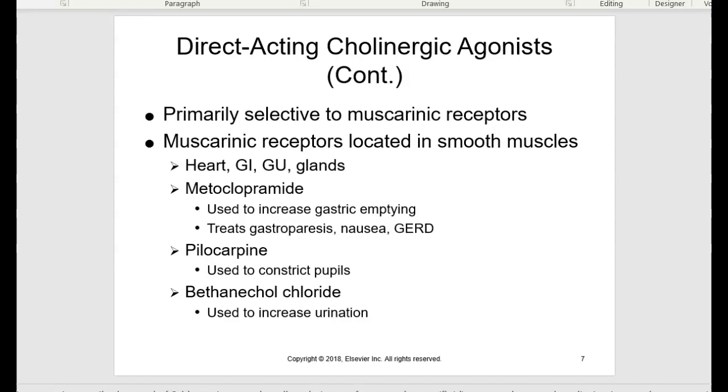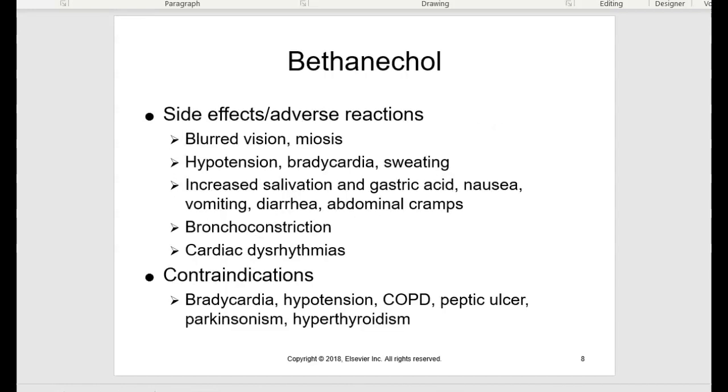So let's talk a little bit more about bethanechol, which is your prototype drug on page 213. Some side effects include blurred vision and miosis. So again, the patient is taking this to treat urinary retention, right? But since it's a cholinergic agonist, it's encouraging that parasympathetic system to do what it does during rest and digest. Miosis is a side effect of it, right? Because pupil constriction would be something that would happen during rest and digest when that parasympathetic system is engaged.